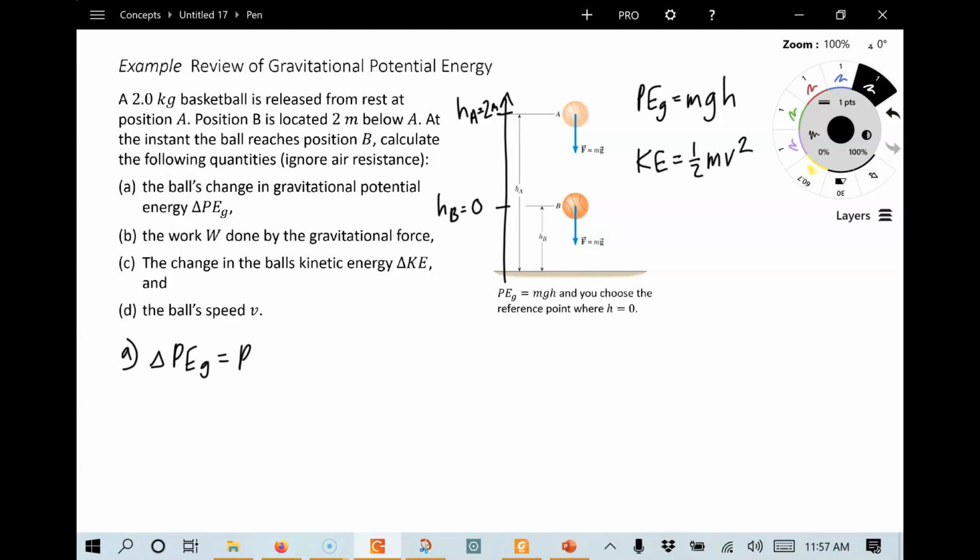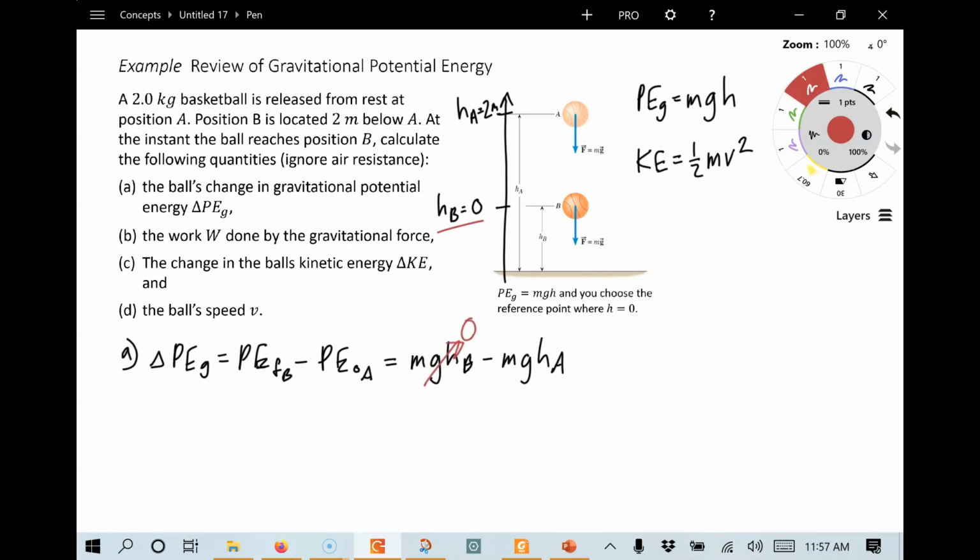Now, let's go ahead and calculate the change in the gravitational potential energy here. As usual, the delta symbol means PE final minus PE initial. The final position is at position B, right? So this is going to be our B here. We start at A. This is our A. And so we're going to have mgh_B minus mgh_A. Now we do have a 0 value here for h_B, so this whole term is going to be 0. And what's remaining is just mgh_A.